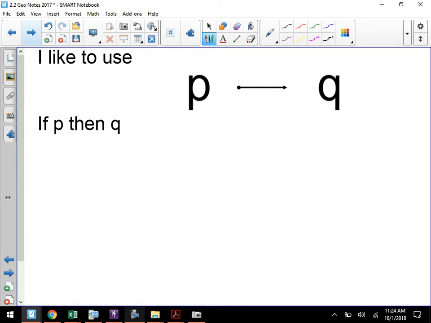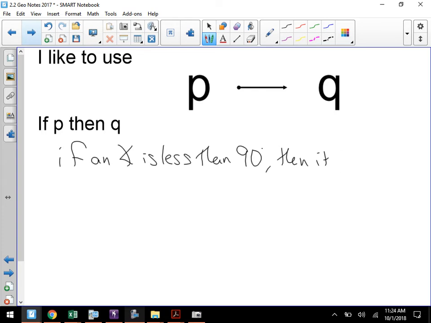For example, let's see an easy one. If an angle is less than 90 degrees, then it's a cube. If an angle is less than 90, then it's a cube. What's the hypothesis? What's the conclusion?